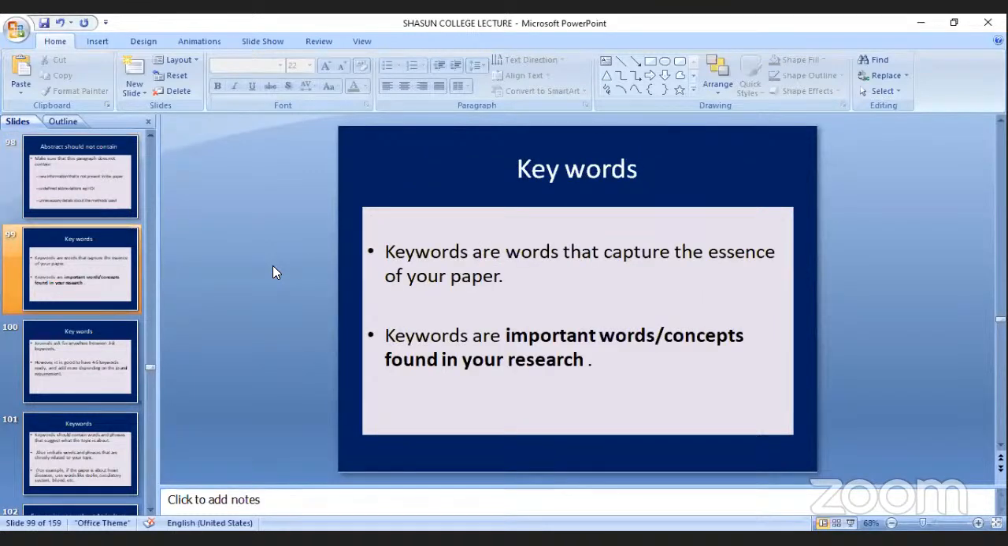What are keywords? After the abstract, you have to write keywords. So keywords are the words that capture the essence of your paper. The important words, the important concepts of your research should be given in your keywords.